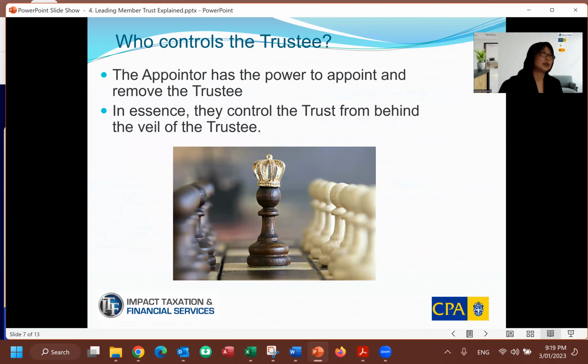Then let's have a look. The next slide. As I mentioned earlier, who controls the trustee? The appointor has the power to appoint and remove the trustee. So in essence, they control the trust from behind the veil of the trustee. The trustee is at the front because the trustee is the manager of the trust asset, but the appointor is the one sitting behind, who actually has the ultimate power.